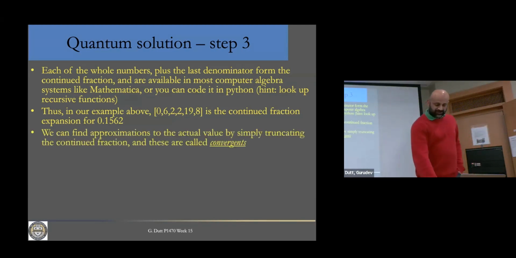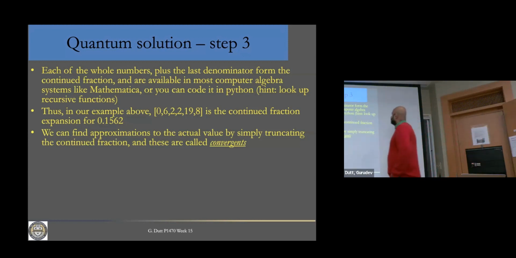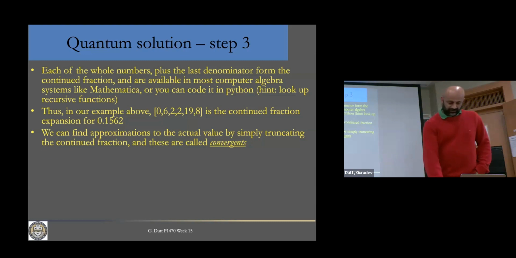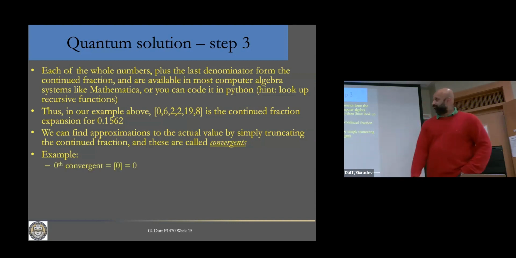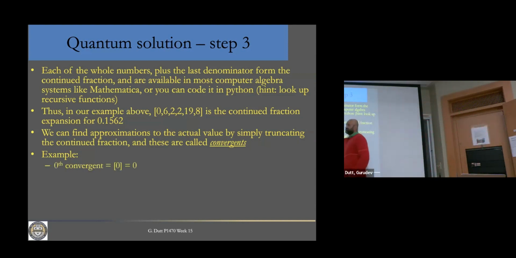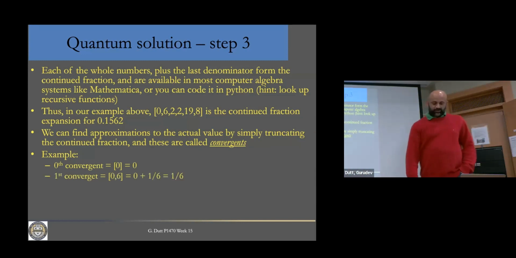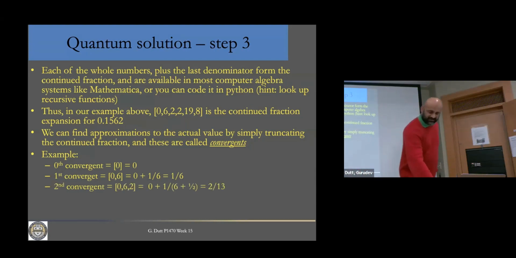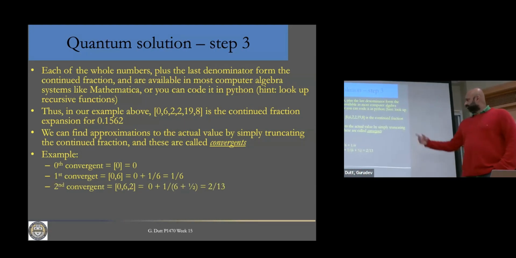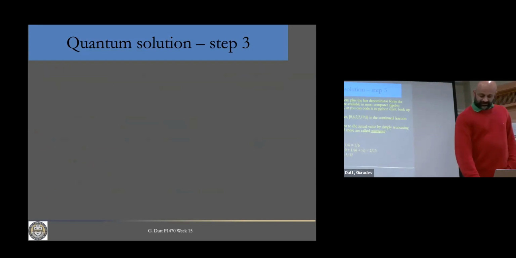Now we need to use this to get an estimate for that S over R. From that, we need to use it to get R itself. And by the way, these things are called convergents. Just a terminology. For example, the 0th convergent is just this first number, so that would be an approximation to our S over R. The next one is 0, 6, the first convergent, which is 1 over 6. The second convergent would be 0, 6, 2, which would be 2 over 13, etc.